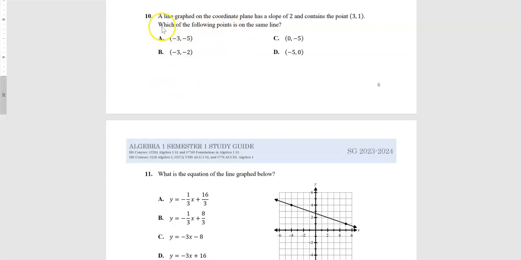going to be number 10. Here we have a line that's graphed on the coordinate plane and it has a slope of 2. So I already know that that is my slope. Okay. It contains this point here, and we want to know if any of these points are on the same line. So I am going to go ahead and get out my slope-intercept form equation, mx plus b, because I have a point and a slope.